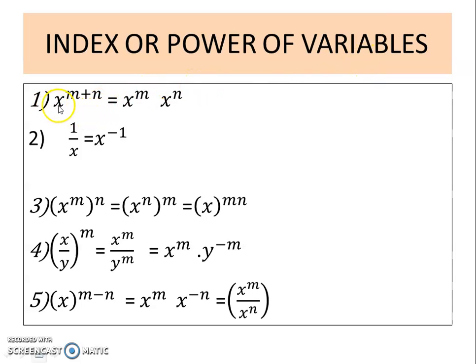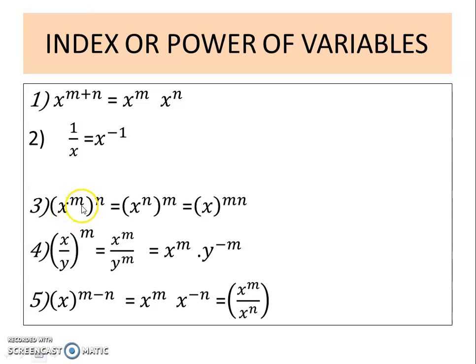It means: x is any variable, and in an index or power there is m plus n, the addition of any two numbers. Then they split up in base form. How? x raised to m into x raised to n. Second, 1 upon x is equal to x raised to minus 1. Always, if any variable has a negative index, we can write it in the form of 1 upon x.